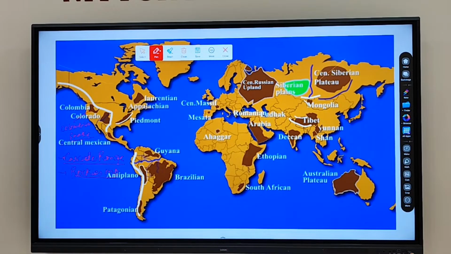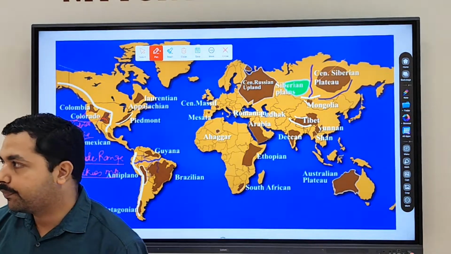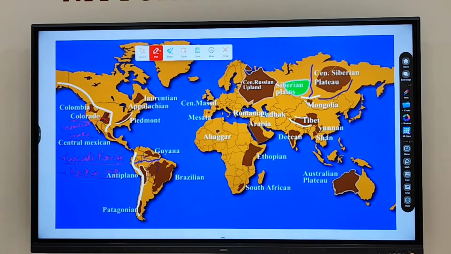Next we write down regarding the Colorado Plateau. So again, another important plateau, the Colorado Plateau, lying on the western part of the USA.